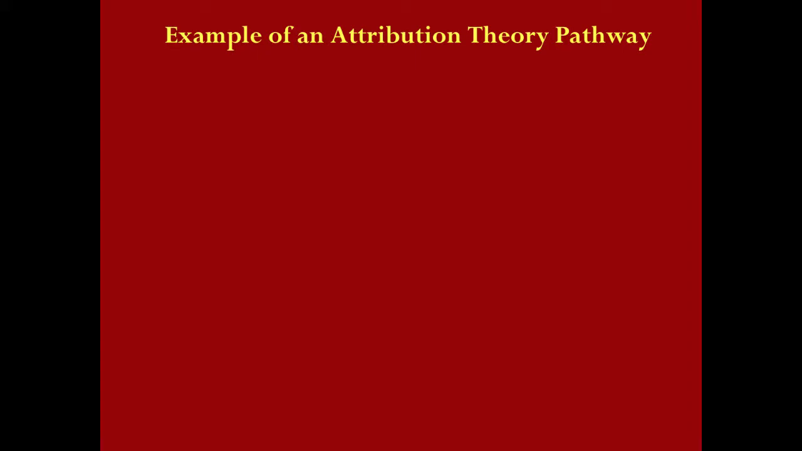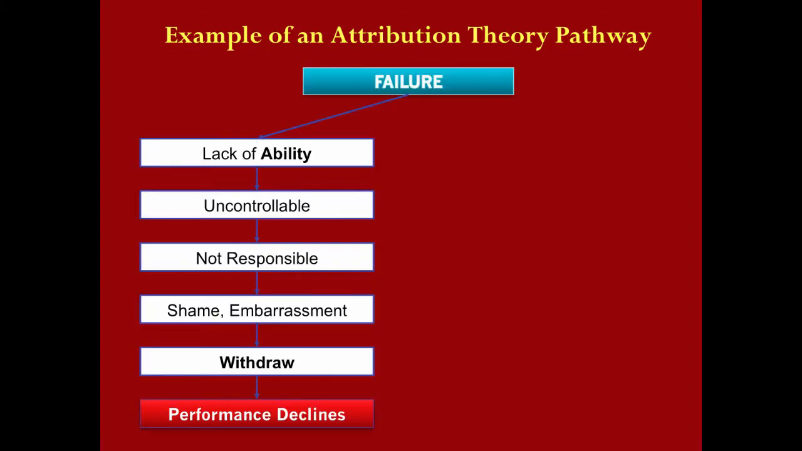So when a student encounters failure, they can attribute this failure to being caused by a lack of ability. If this occurs, what will happen is that the student will feel that this was an uncontrollable cause for their failure, which leads to the belief that it's not only not controlled by them, but that they're not responsible for the failure that happened. This can lead to feelings of shame and embarrassment.